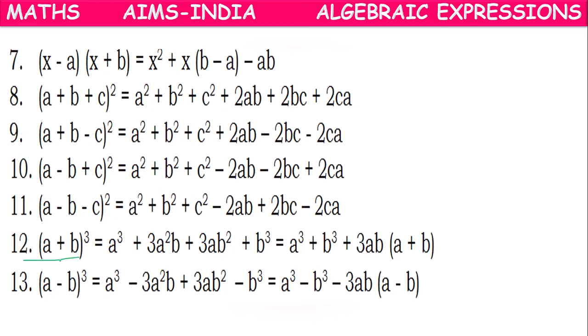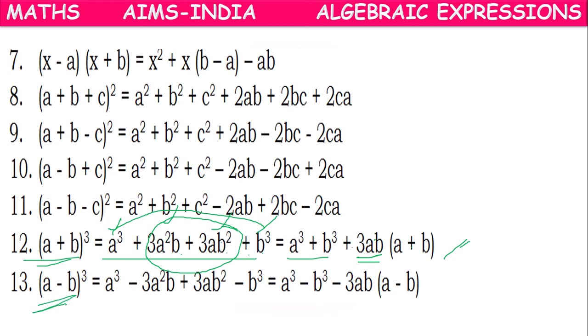Next children, we have the a plus b whole cube formula. It can be written as a cube plus 3a square b plus 3ab square plus b cube. Or from these two terms, we can take 3ab common, then here a will remain, here b will remain. So we can write it as a cube plus b cube plus 3ab into a plus b.